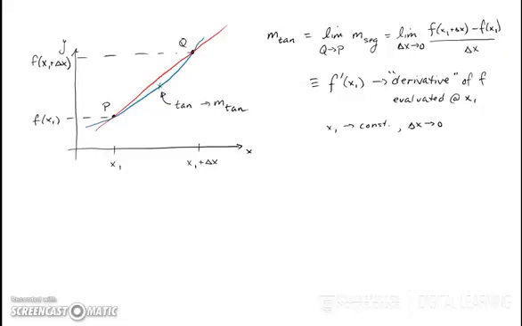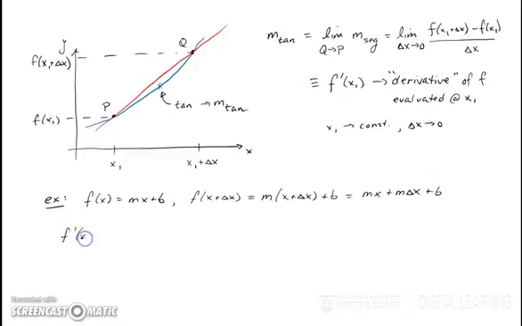So let's do a trivial example where I have a line and I want to calculate the slope of the line using this method. Let's say that my function f of x is just mx plus b. I want to evaluate the derivative of f at x, so I first need to find out what f of x plus delta x looks like. f of x plus delta x is going to be equal to m times x plus delta x plus b. Okay, so that's mx plus m delta x plus b.